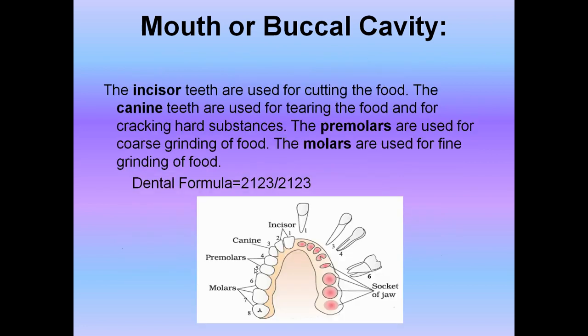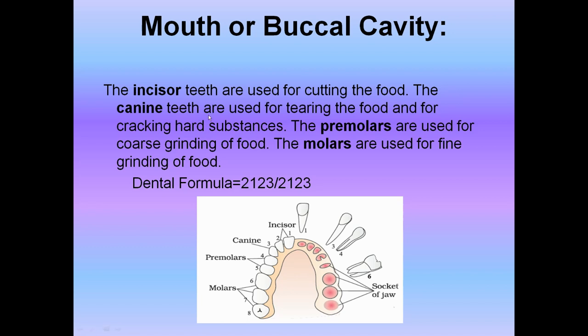Now comes the teeth part. As you can see, the diagram of our lower jaw is represented here, and various types of teeth: incisor, canine, premolar, molar. Each type of tooth has a specific function. Incisors are meant for cutting the food. Cutting of the food is done by incisors.